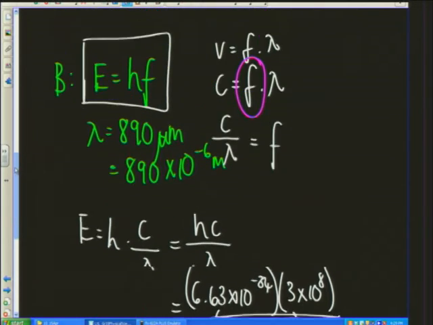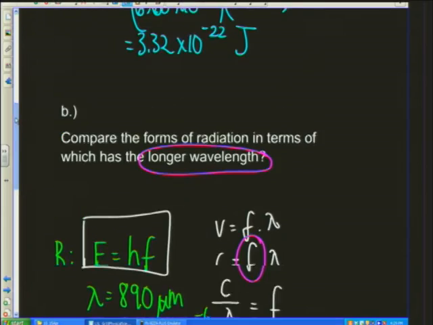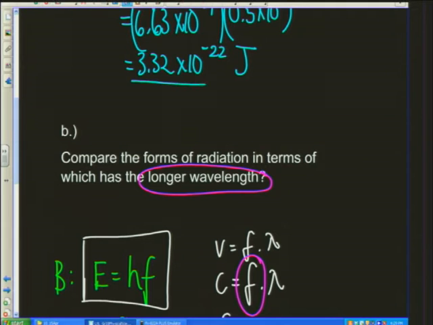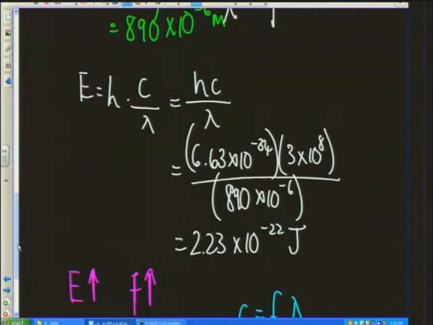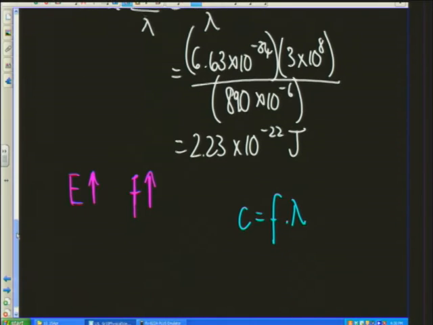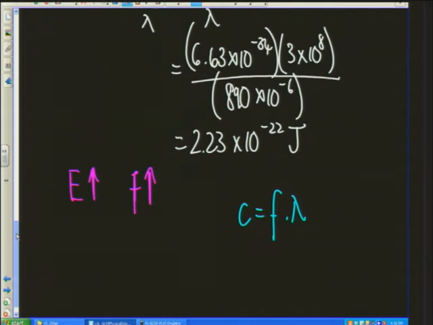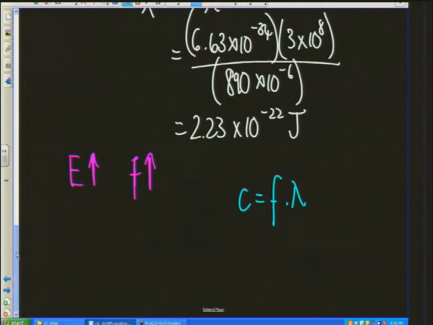So quickly looking at it, what were my answers? This one was high energy, and so I could say here, therefore, high frequency, low wavelength. Which one has the longer wavelength? It must be this one, B, and you could work that out. How could you work it out if you really wanted to?